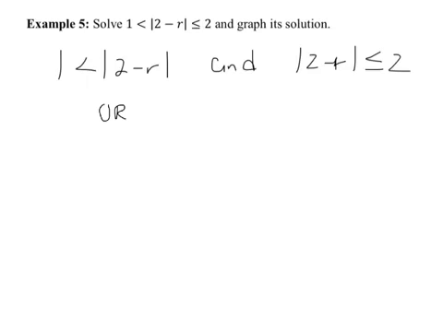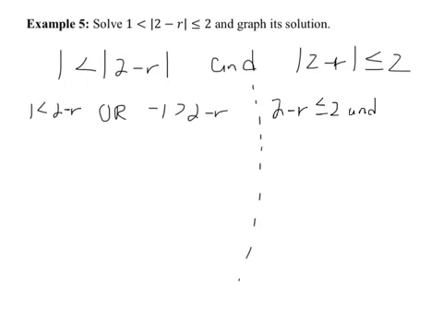So we could also look at this by saying, all right, well, 1 is less than 2 minus r, or negative 1 is greater than 2 minus r. But the or part is the tough part. You have to carry down the and. Over here it says it's less than or equal to 2. Well, whenever a quantity, or r in this case, an absolute value is less than a number, it's an and statement. It's in between them. So here what we really have is that 2 minus r is less than or equal to 2, and 2 minus r is greater than or equal to negative 2.